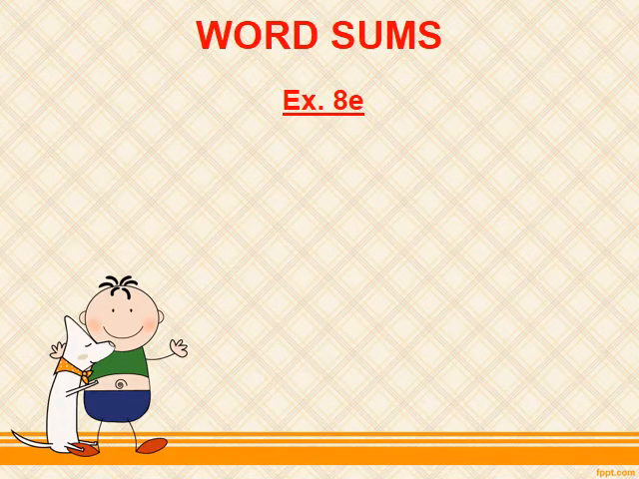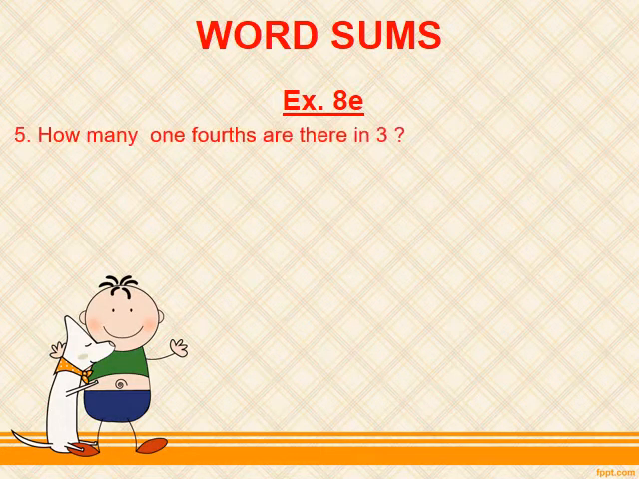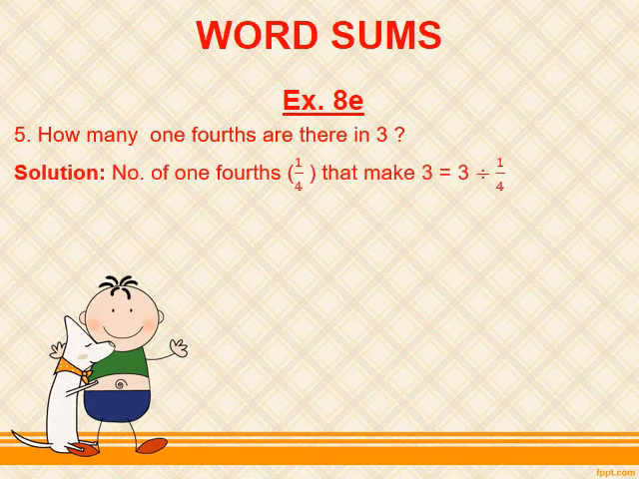Now children, let's come to the next question, which is question number 5. How many 1/4 are there in 3? Let us see how we are going to solve this question. Number of 1/4 that make 3 is equal to 3 divided by 1 by 4, right? 1/4 means 1 by 4. So the number of 1/4 which are present in 3 is equal to 3 divided by 1 by 4.